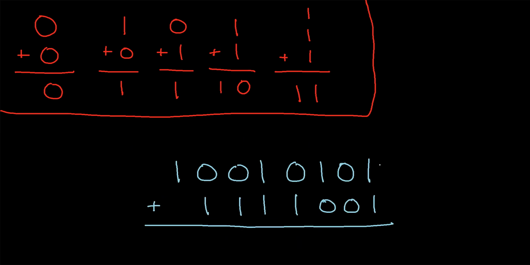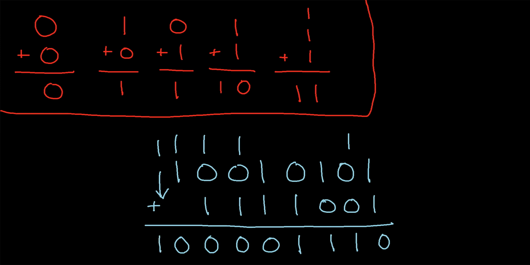All right, let's try one more example. Let's say we have this binary addition. We have 1 plus 1, so that's a 0 with a 1 carried to the next column. 1 plus 0 plus 0, that's just 1. 1 plus 0, that's 1. 0 plus 1, that's also 1. 1 plus 1, we said that would be a 0 with a 1 carried to the next column. 1 plus 0 plus 1, that's another 0 with a 1 carried to the next column. 1 plus 0 plus 1, another 0 with a 1 carried to the next column. 1 plus 1, another 0 with a 1 carried to this last column. And this 1 just comes down here. So our final answer is 100001110.